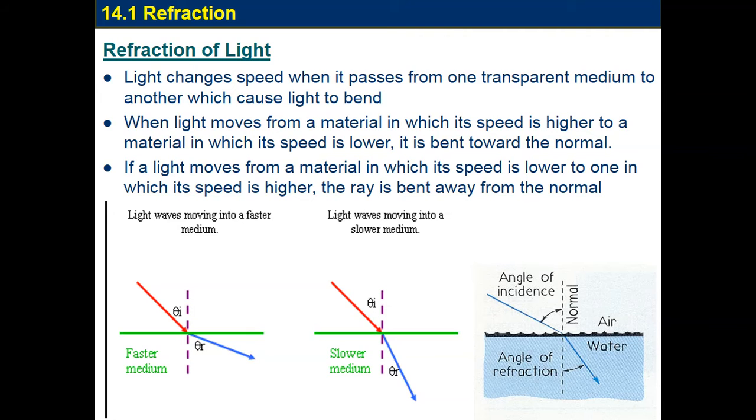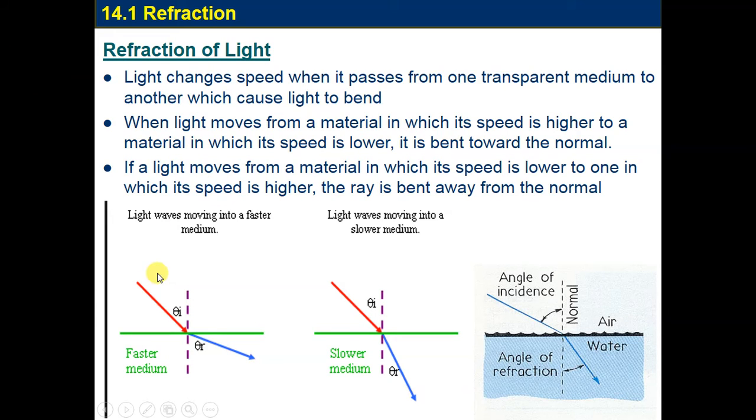Light changes speed when it passes from one transparent medium to another, which causes the light to bend. So when the light enters another transparent medium, such as water, the light will bend. And this, girls, for sure you know it. We see it in our everyday life, for example with a pencil. When you put a pencil or straw in water, the straw appears to be broken, right? This is because of refraction. We will talk about all of these phenomena later.